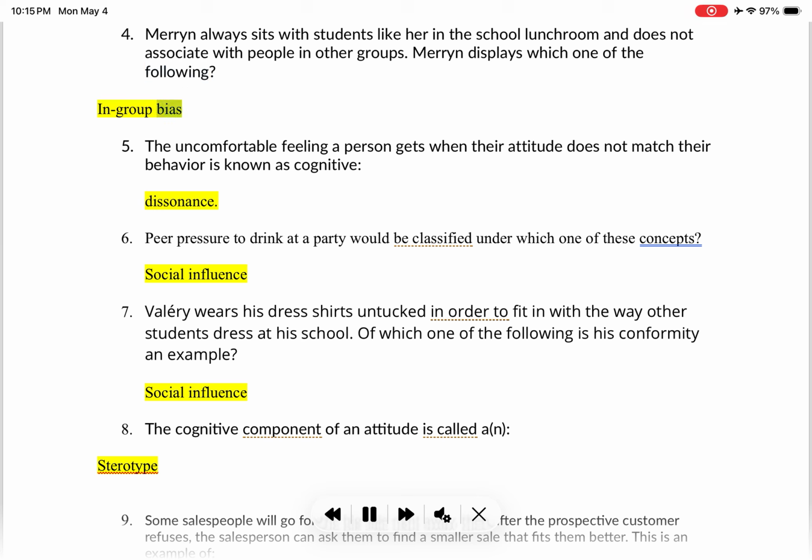In-group bias. The uncomfortable feeling a person gets when their attitude does not match their behavior is known as cognitive dissonance. Peer pressure to drink at a party would be classified under which one of these concepts? Social influence. Valerie wears his dress shirts untucked in order to fit in with the way other students dress at his school. Of which one of the following is his conformity an example? Social influence. The cognitive component of an attitude is called a stereotype.